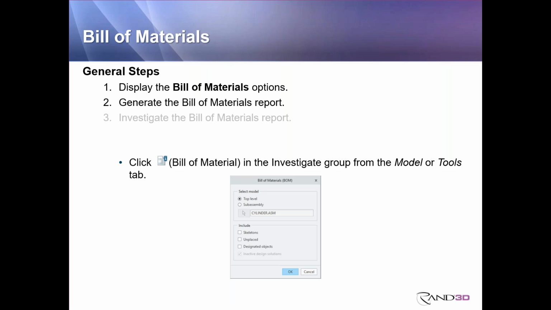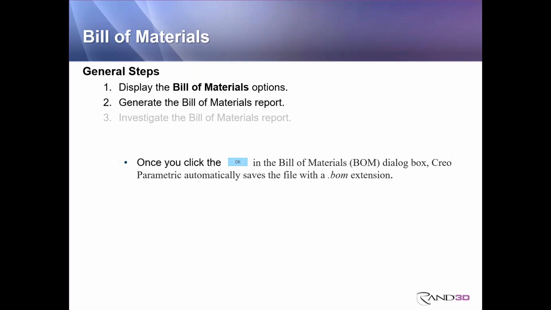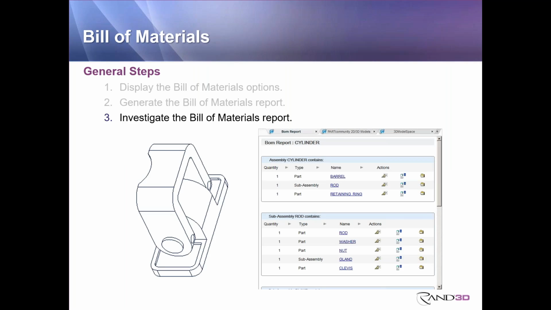Now, there are a couple of checkbox options down there in the include section. Let's talk about that in a bit. But assuming that you have the setup between the two areas the way you'd like, then you would click the OK button. When you click the OK button, the software is going to generate your BOM report and save the output to a file that will have the BOM extension. So I'm going to do all that so that you can see that in real time.